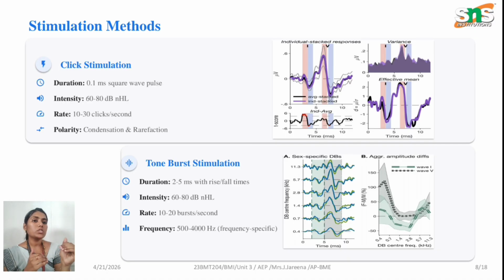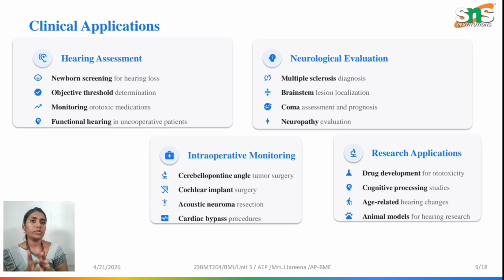Whereas for tone burst stimulation, it depends upon the frequency; you can give a brief short pulse, like 500 to 4000 hertz. We can vary the frequency according to the patient's condition. Similarly, it has a different set of intensity, rate, and duration, as with click stimulation. So these are the two different stimulation methods we give in auditory evoked potential, and we record the response according to that.